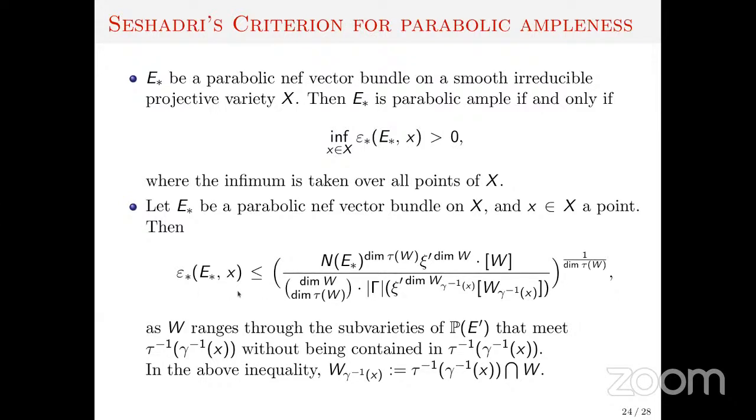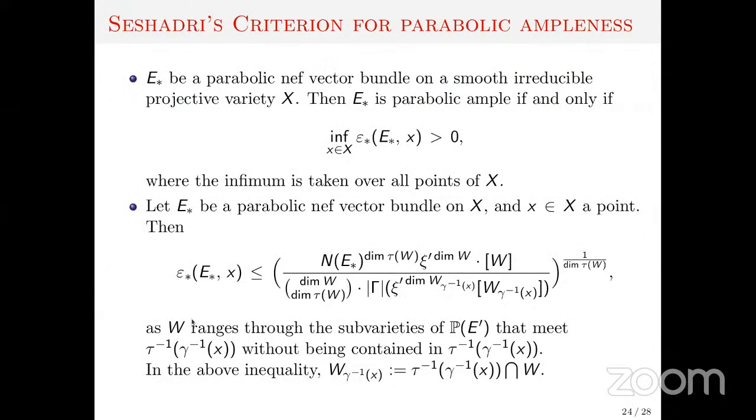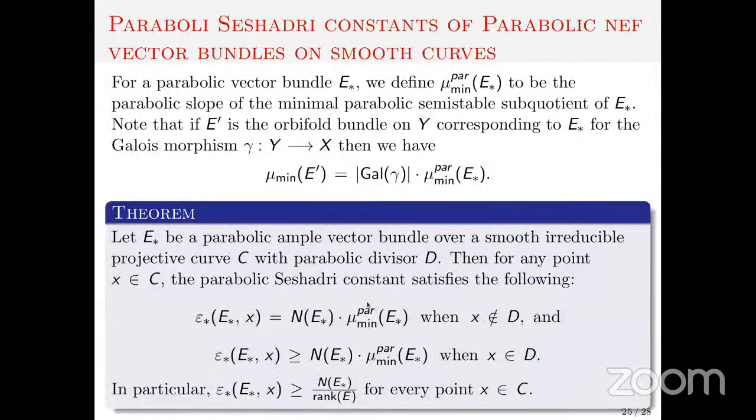So one point I wanted to mention is that this n of E star is defined in terms of the ramified bundle associated to E star. So this also has a role to play while computing the parabolic Seshadri constant of E star. Okay, this is just a strange looking upper bound of the parabolic Seshadri constant. So the first obvious case where you can compute the parabolic Seshadri constant is for parabolic naive vector bundles over smooth curves.